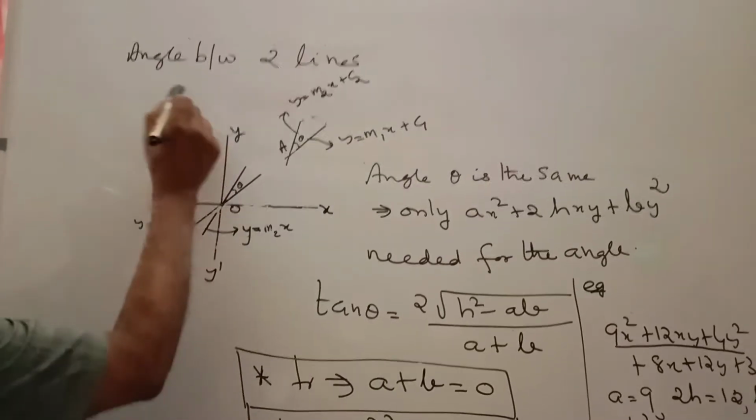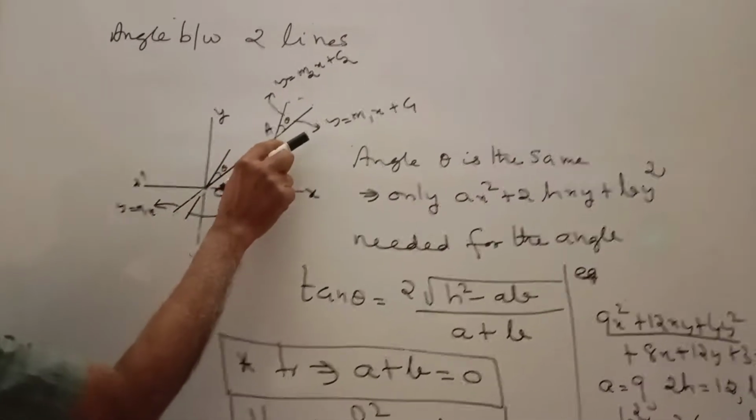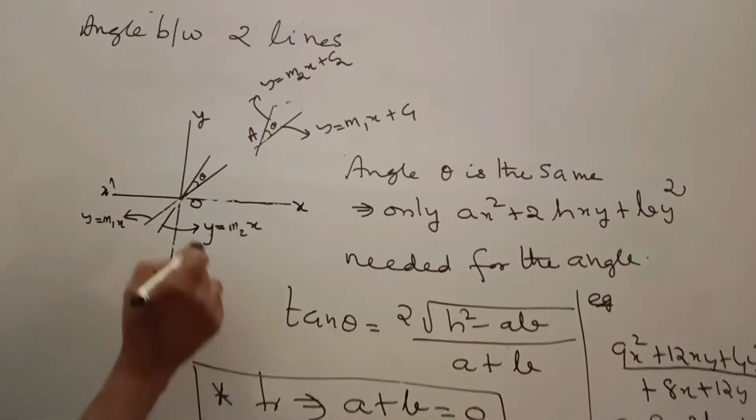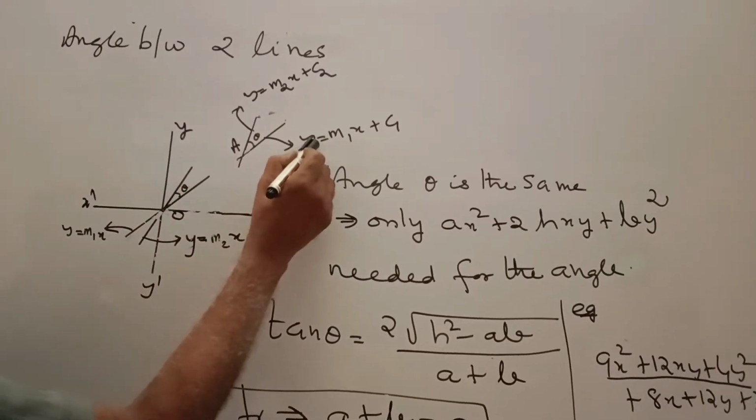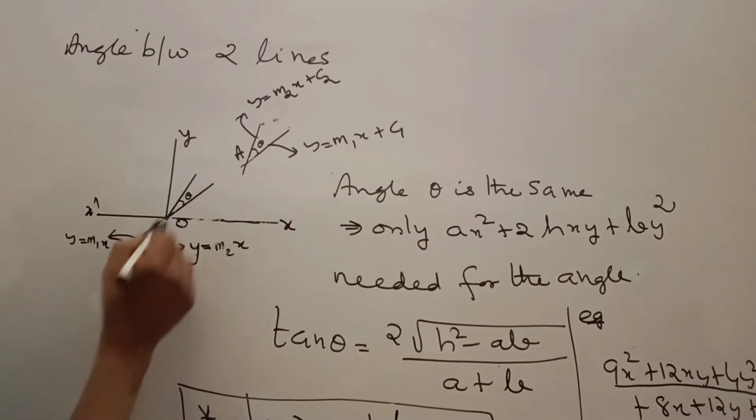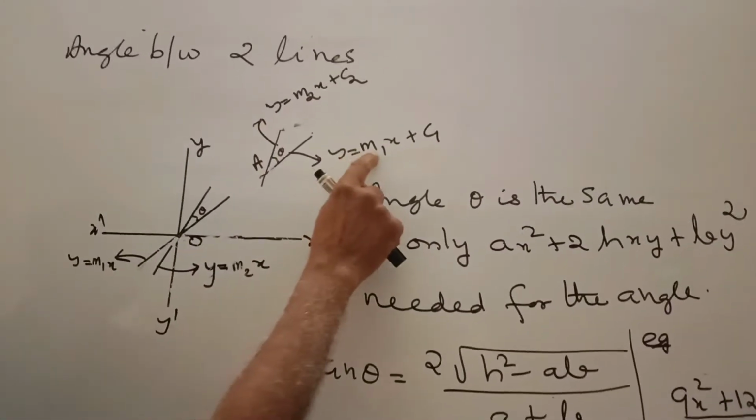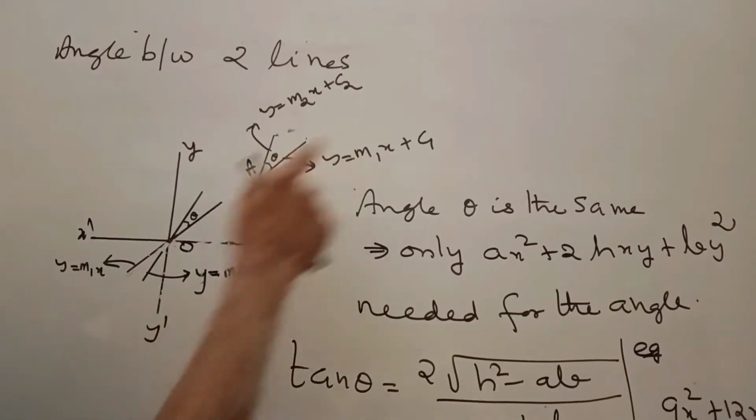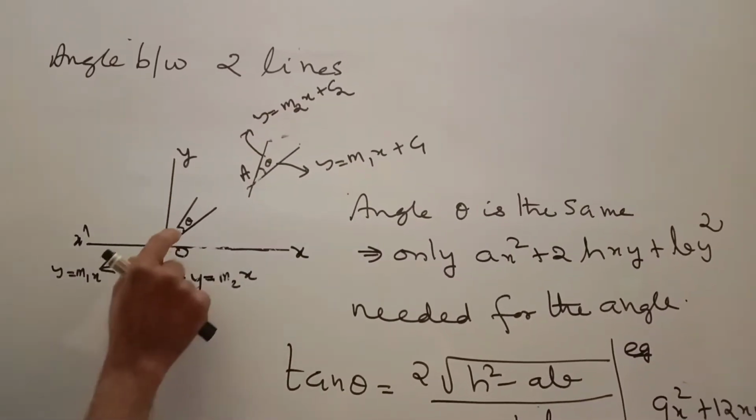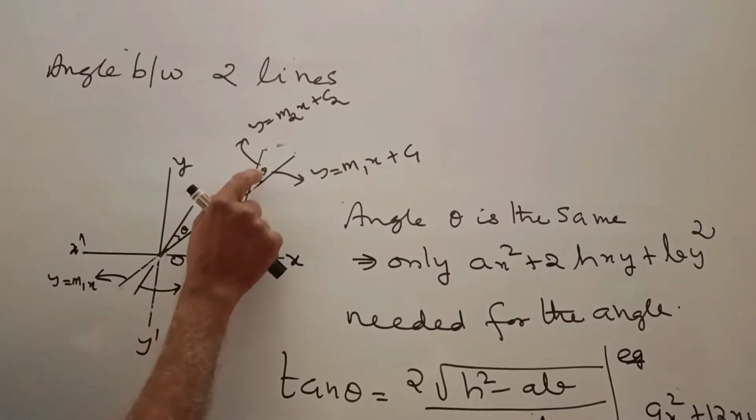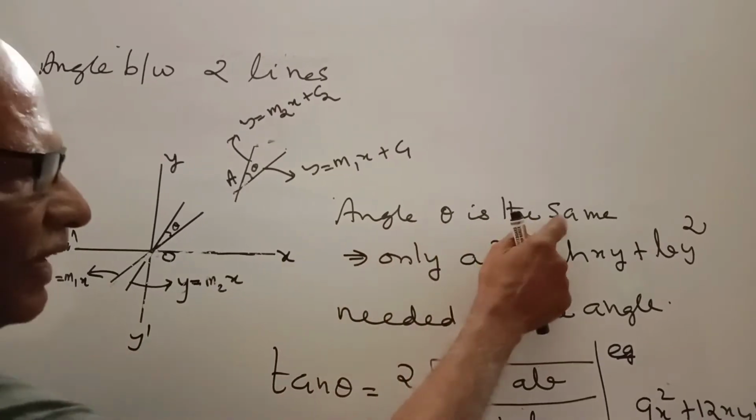We consider angle between two lines, not passing through the origin, but different. Now, whenever you have y equals m1x, there is a parallel line y equals m1x plus e1. Y equals m2x, parallel line y equals m2x plus e2. You see, m1 is one and the same, so they are parallel. m2 is one and the same, so they are parallel. Angle between the lines will be the same. So angle theta is the same.